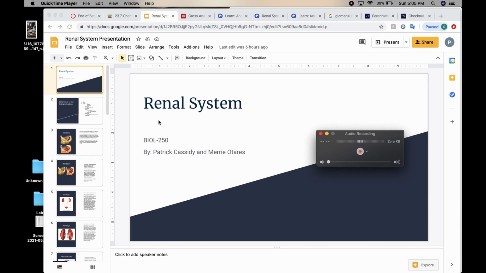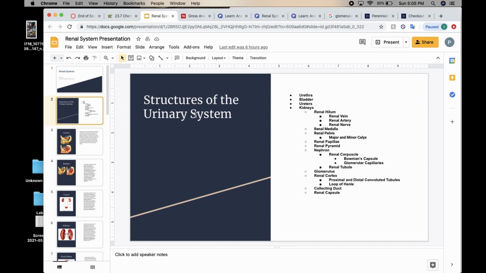And Merrie and I chose the renal system. For the presentation, I'll present the structures of the renal system and go into detail on each of these structures. Merrie will then present some models that she created that are a visual aid in teaching the role of the kidneys, the process of urination, and the structures that are involved. So for the first slide, here are the various structures that are involved.